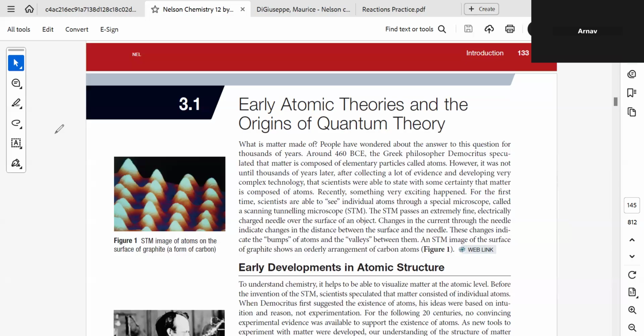So I'll repeat again. Atom: smallest unit of an element, correct? Yeah. Molecules: two or more atoms, correct? Yeah. Then molecular elements: two or more atoms of the same element. Clear? Yeah.